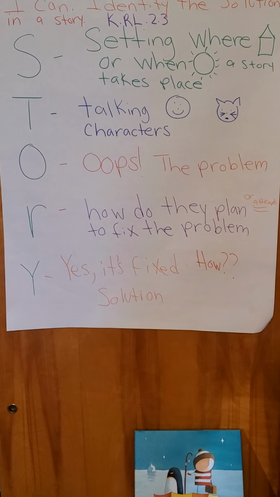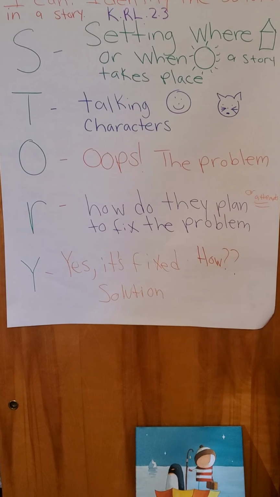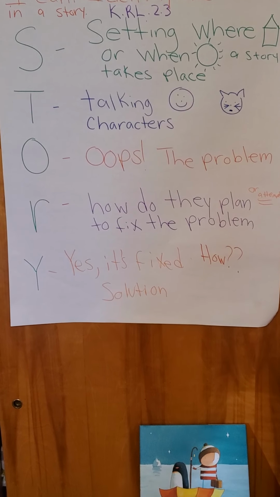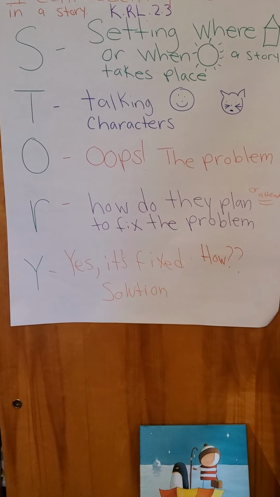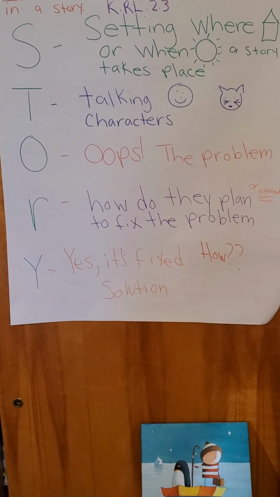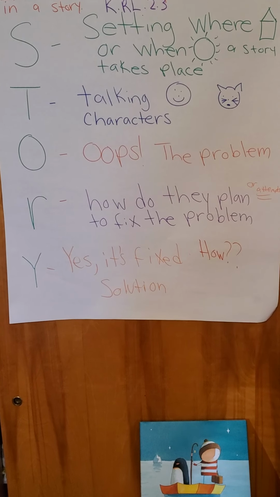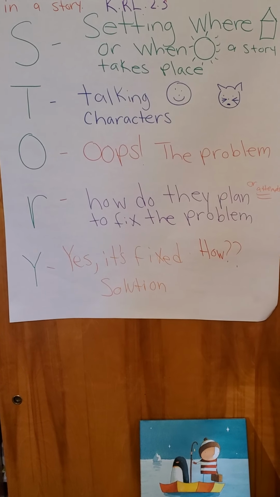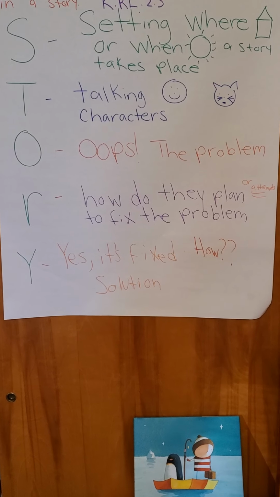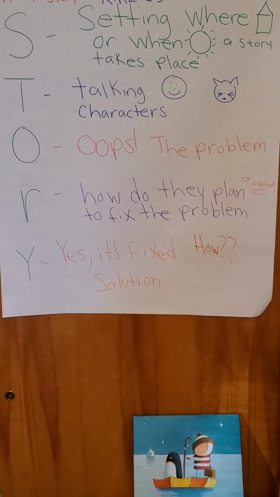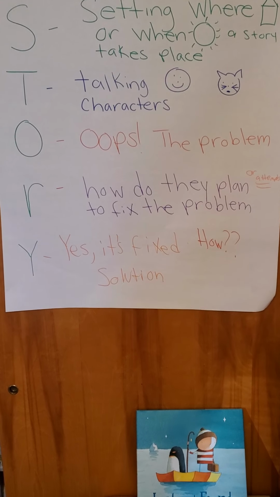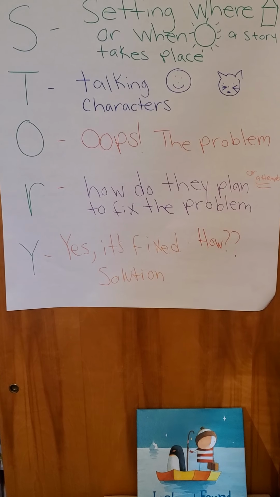The T is talking characters. That means any person or animal that talks in a story is a character. And the O is for oops. That's the problem. What was the problem? And the R is how do they plan to fix the problem, or what attempts did they do to resolve or to fix the problem? And the Y is what we're working on today. Yes, it's fixed. How? Well, that's called the solution.